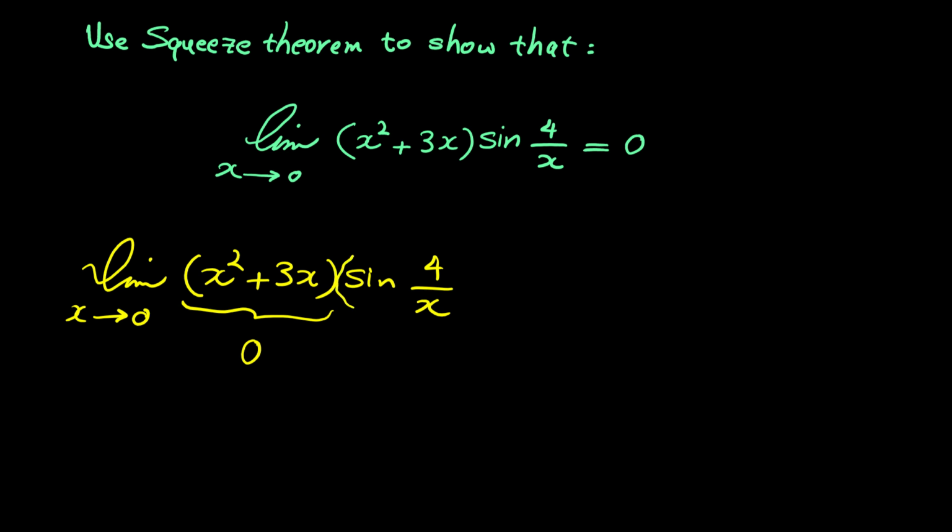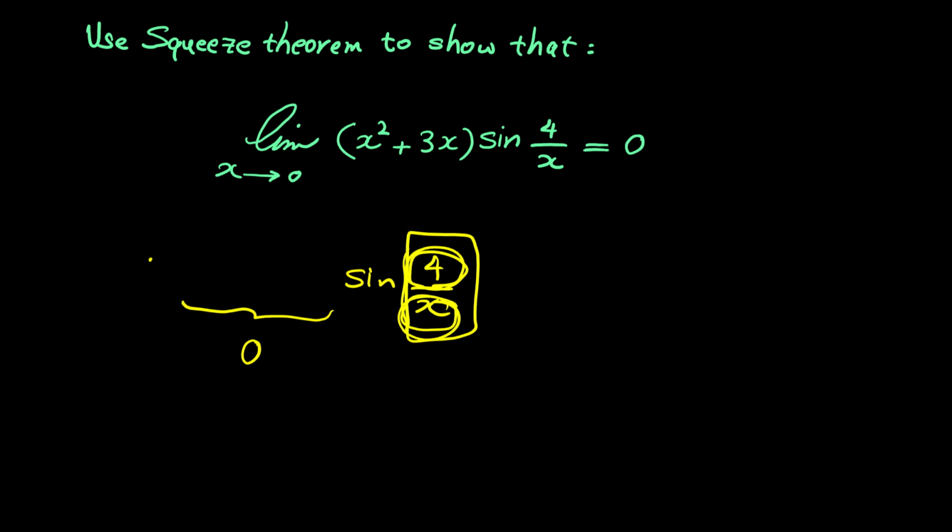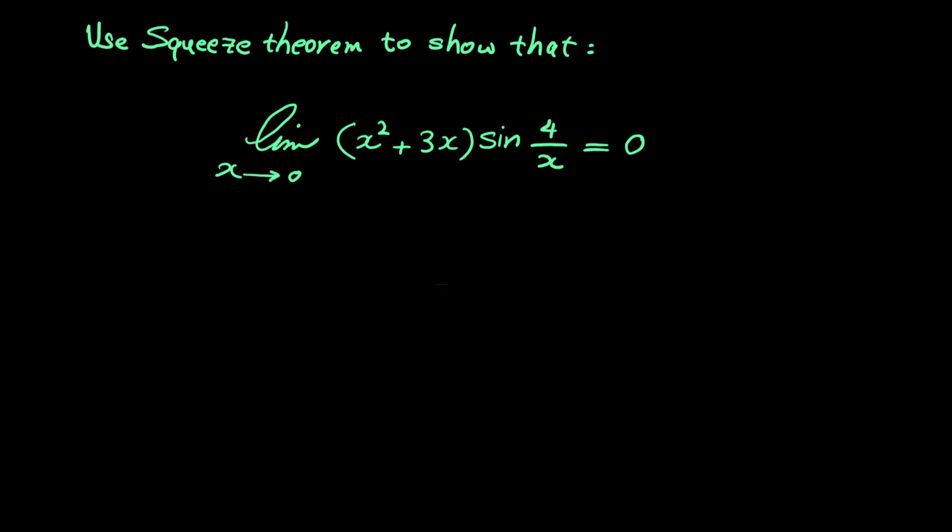But attention, the limit of sine of 4 over x when x approaches 0 does not exist, because in the numerator we have a number, in the denominator we have x, and x approaches 0. A number over 0 approaches infinity. So this fraction goes to infinity when x approaches 0, and we know that sine of infinity or cosine of infinity does not exist. So we cannot find this limit with direct substitution, and so we have to use the squeeze or sandwich theorem to find this limit.